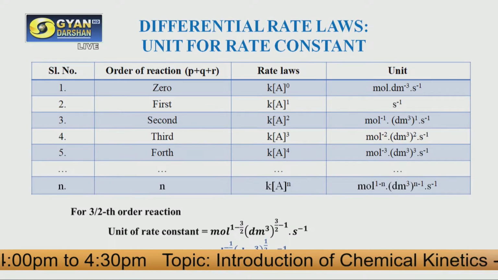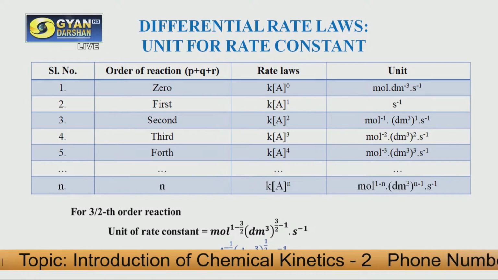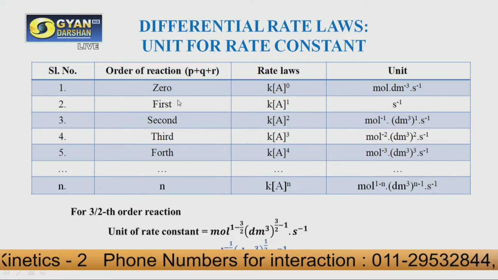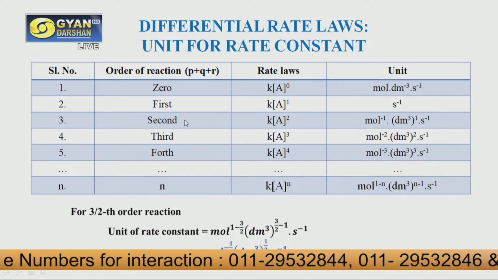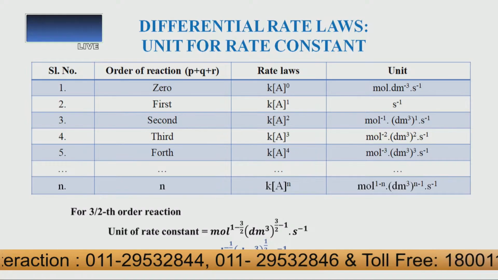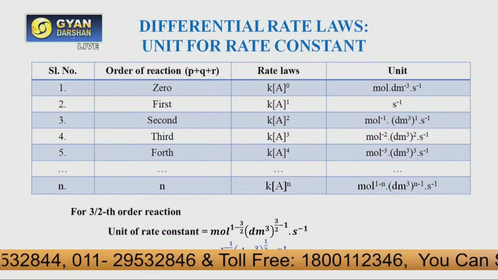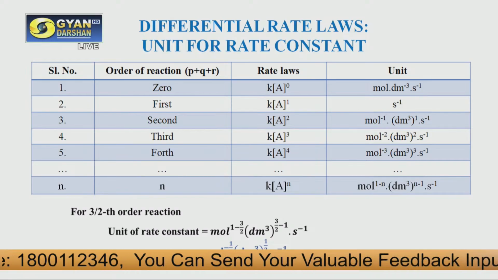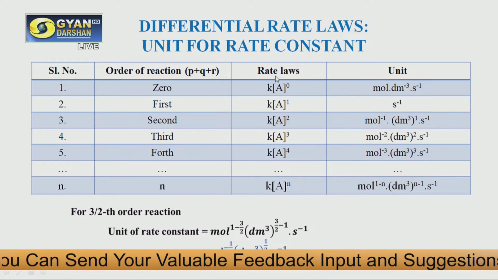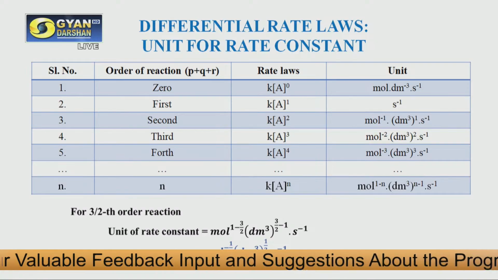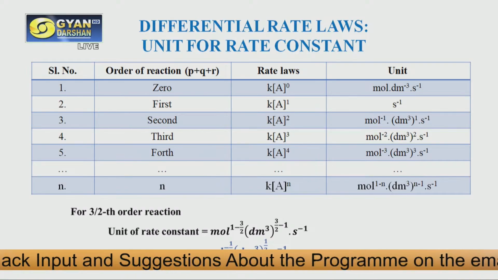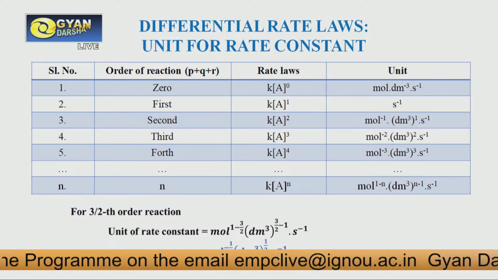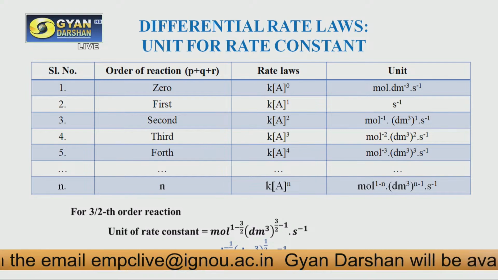Now what is the unit of this rate constant in the rate law? We have listed here the zero order reaction, the first order reaction, the second, third and also the nth order reaction. This is the simplest rate law we have given for zero, first and higher orders. So for the zero order reaction, the rate involves A to the power 0. Whatever the reactant concentration is, A to the power 0 is 1, and the rate is directly equal to the rate constant. So the unit of the rate is the unit of the rate constant.